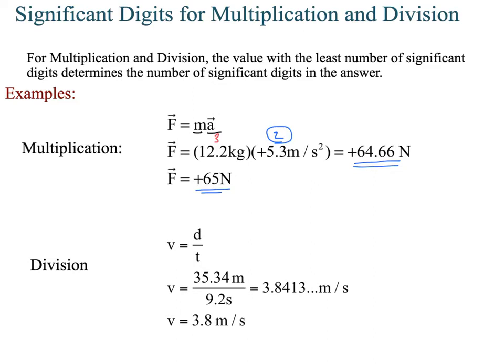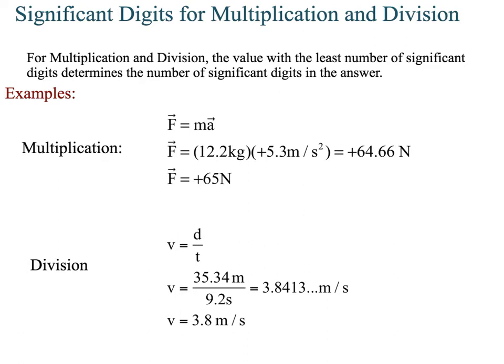The same rule applies. We're figuring out what the speed is, and we've got the distance and we've got the time. We see that the distance is 35.34, which has 4 significant digits. The time has 9.2 seconds, which has 2 significant digits. We get our unrounded value right here, and we need to round our answer so that it has the same number of significant digits as the number with the least number of significant digits used in the calculation. Since that is 2, our answer also has 2 significant digits.